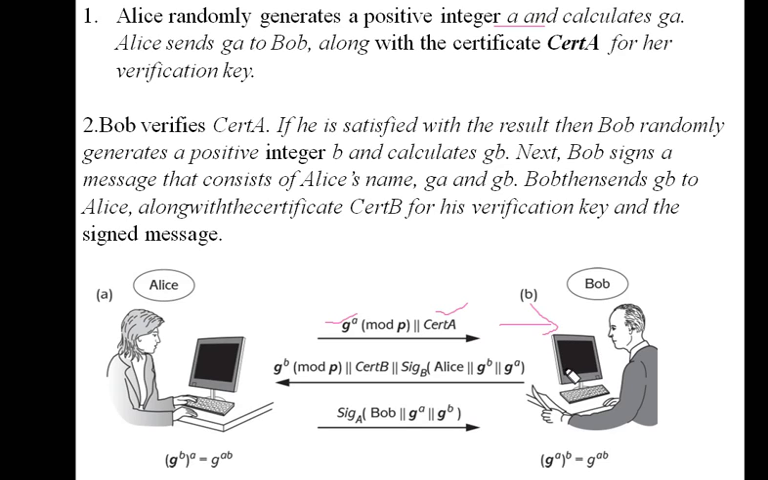Bob verifies certificate A, and if he is satisfied with the result, then Bob randomly generates a positive integer B and calculates G^B. Next, Bob signs a message that consists of Alice's name, that is G^A and G^B. Bob then sends G^B to Alice, along with certificate B.